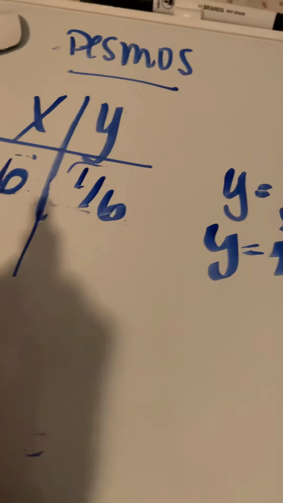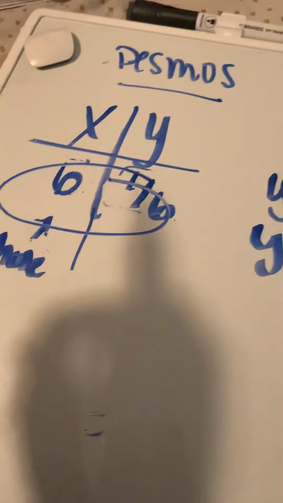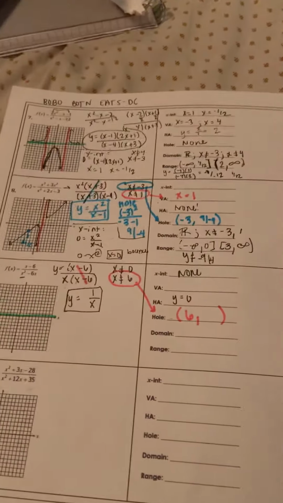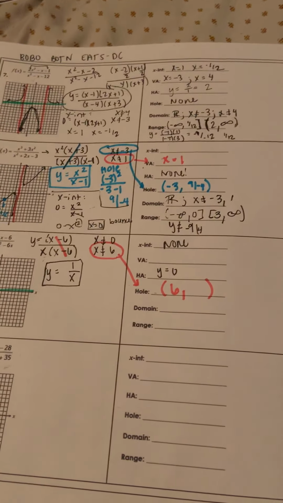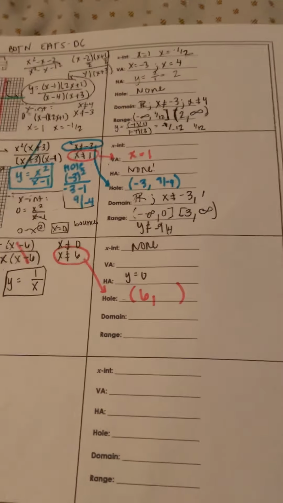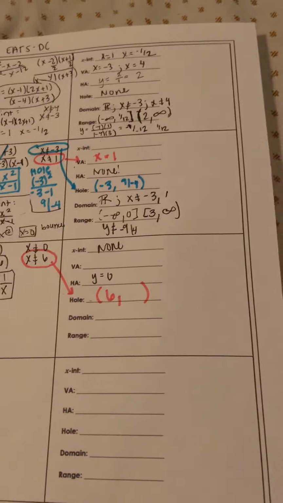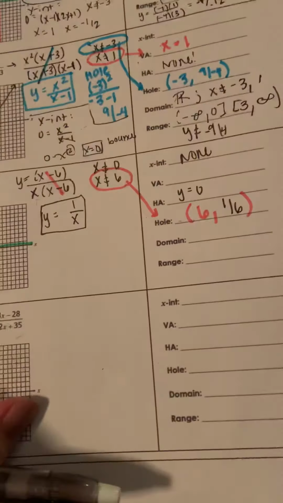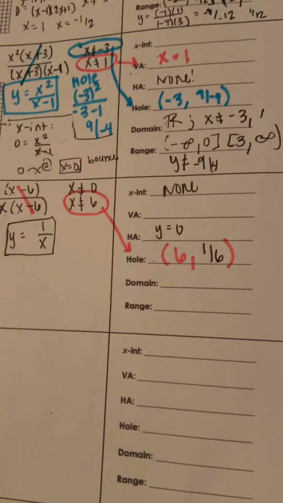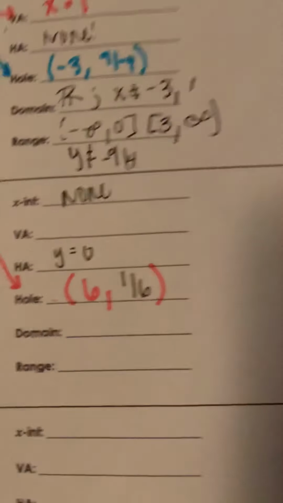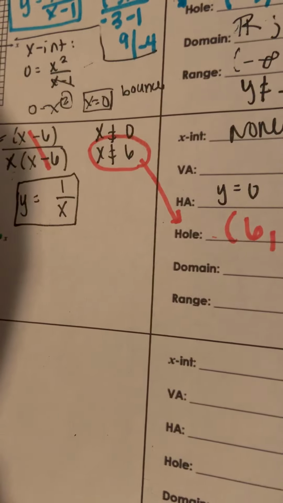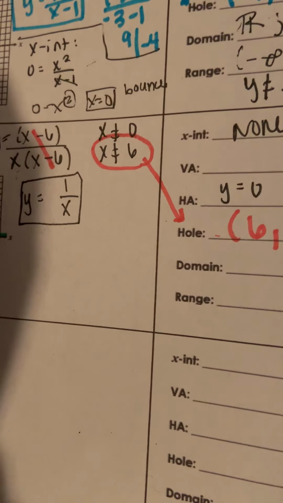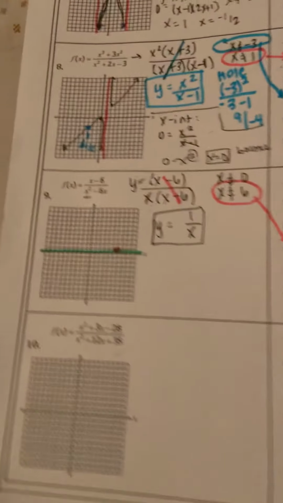All right, so very close to 0. So 6 comma 1 over 6 is going to be the hole of this graph. Your calculator may give you a decimal. You can write it in decimal form or in fraction form. So I know I have a hole at 6 comma 1/6. Let me go ahead and plot that. 1, 2, 3, 4, 5, 6, and then I'm just going to go up just a tiny bit, and there's a hole right there.